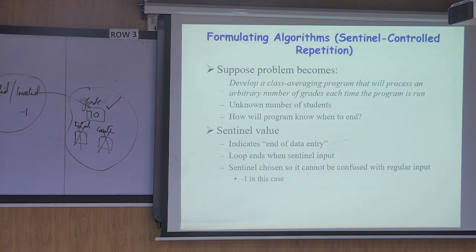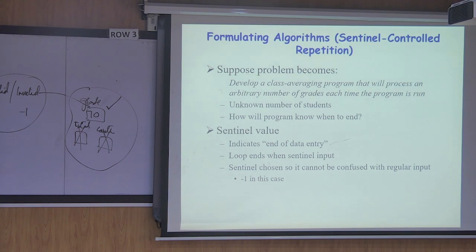So we have a couple of problems. How will the program know when to end? This is how the program will know when to end. We will prompt the user ourselves using this value, which will indicate the end of data entry. Loop ends when Sentinel is input. Sentinel chosen in such a way should not be confused with regular input. Now this is something called Sentinel value -1. It could be -2, -3.